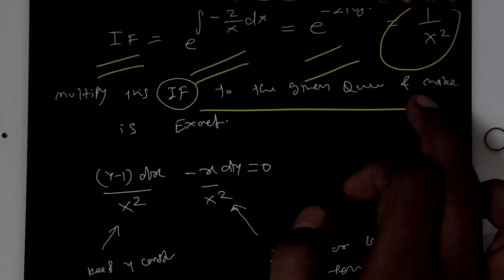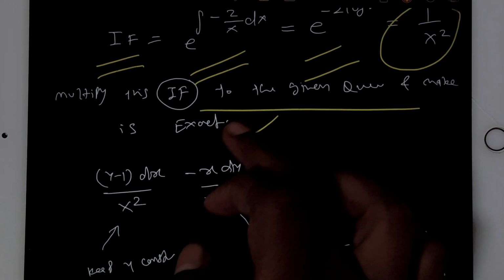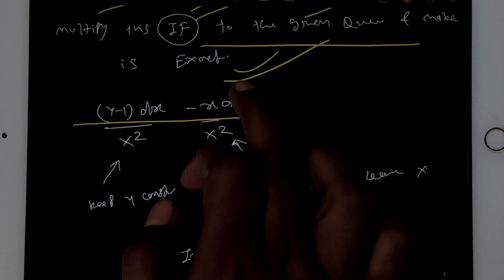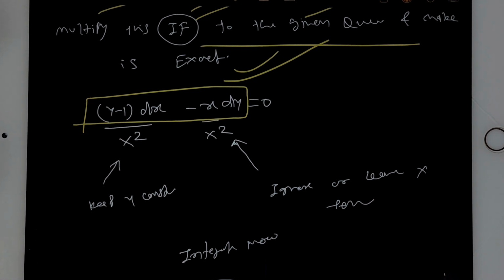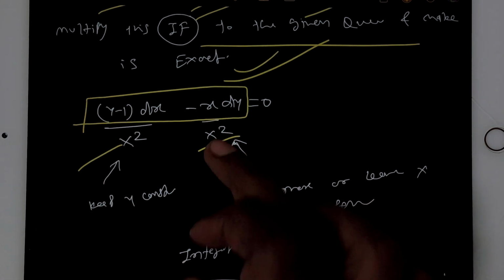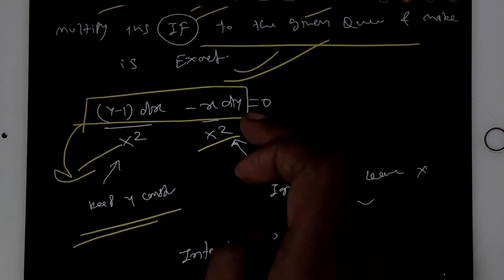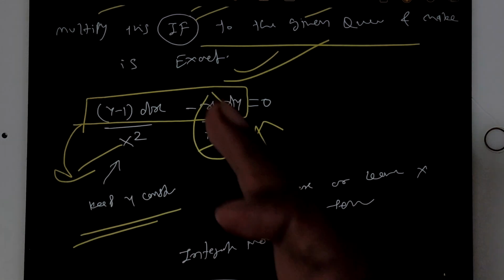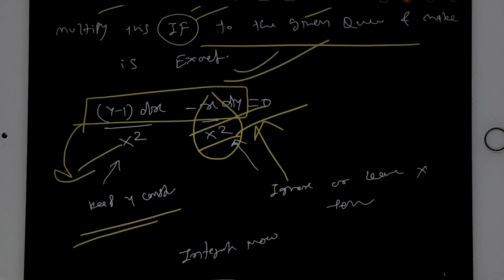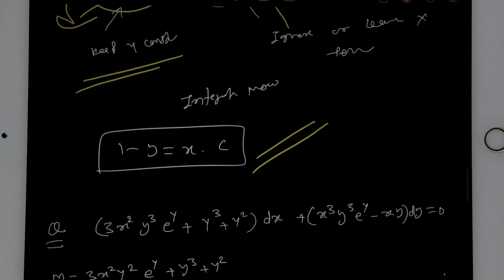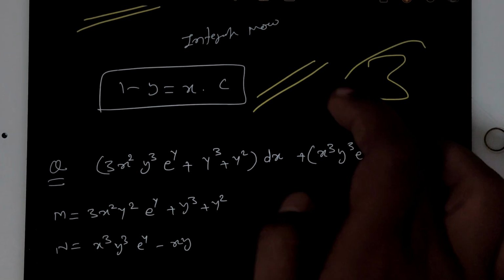Now multiply this integrating factor in the given question. It will make the question exact. So y minus 1 dx minus x dy was your question. Divide by x square. Now you solve this term and keep y constant and integrate. Now you solve this term, but here you have only x term, which we have to ignore. So this term anyway you have to leave 0. So only this term you will solve, and you'll be getting 1 minus y is equal to x times c as your answer. So here we have used third case.